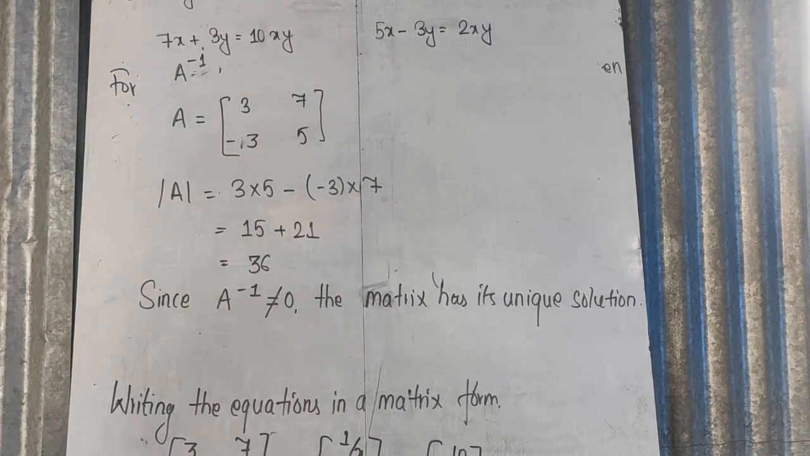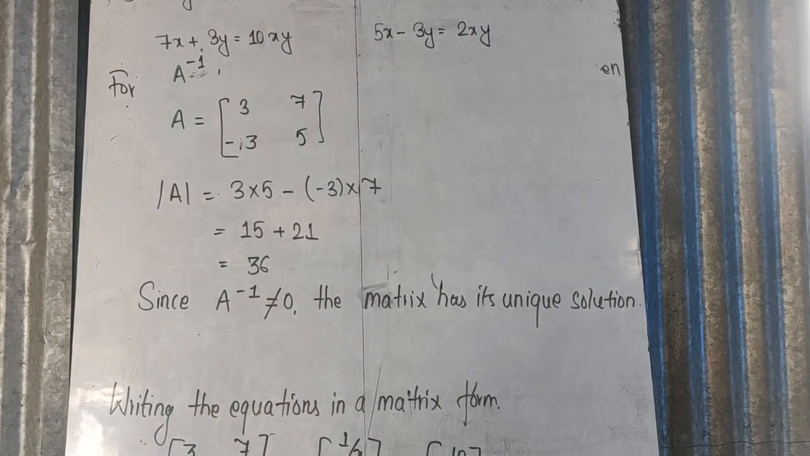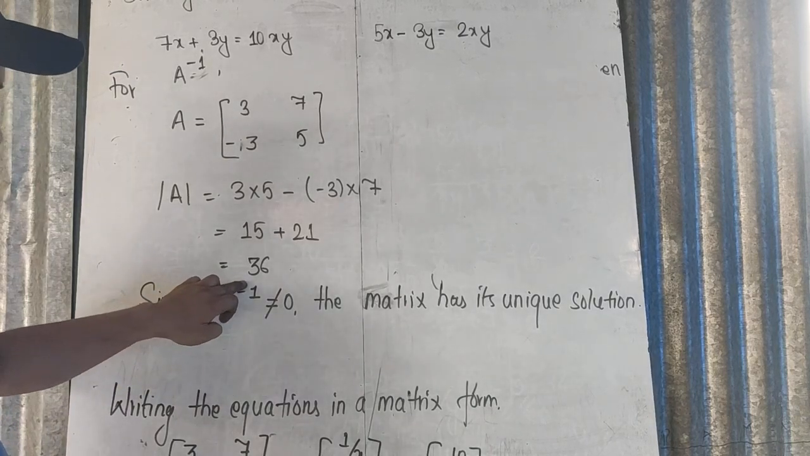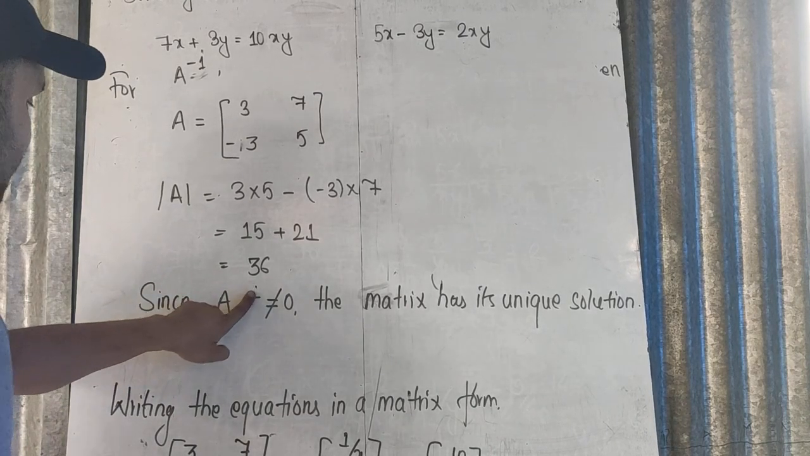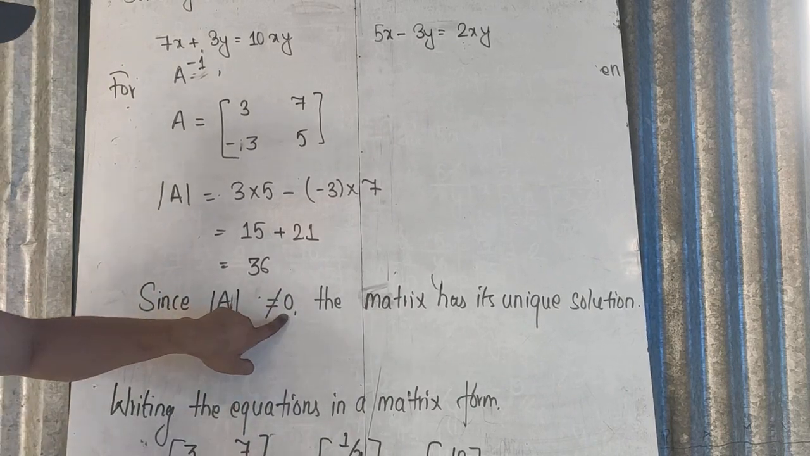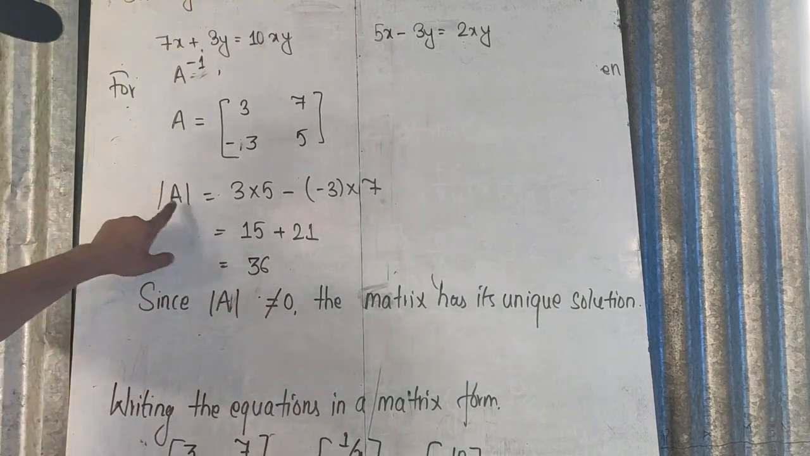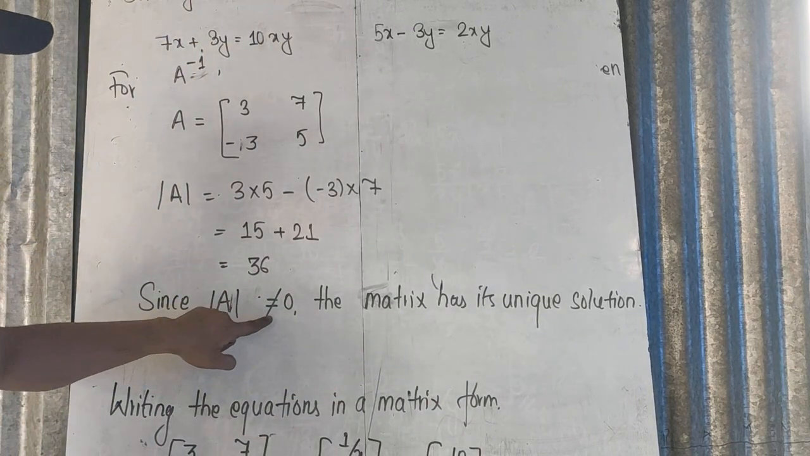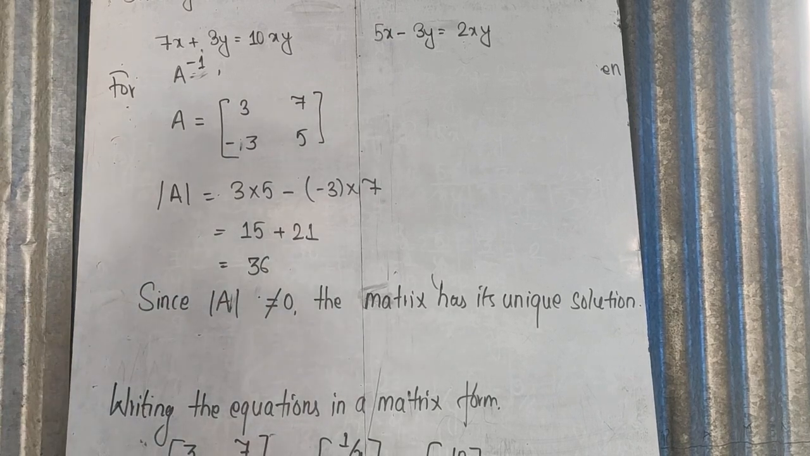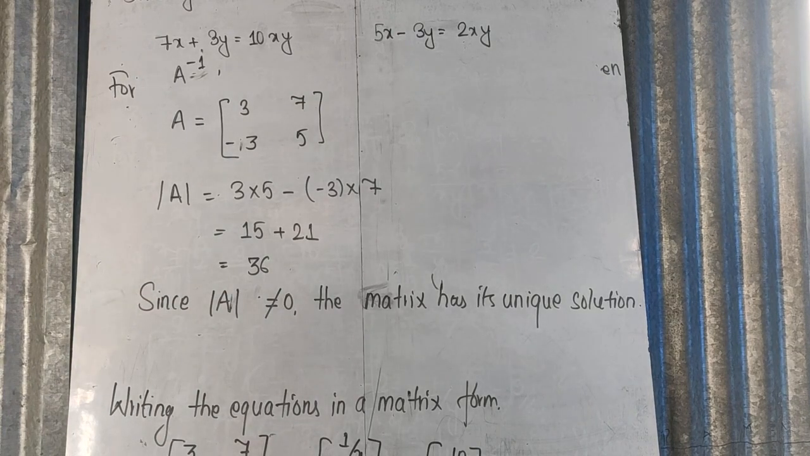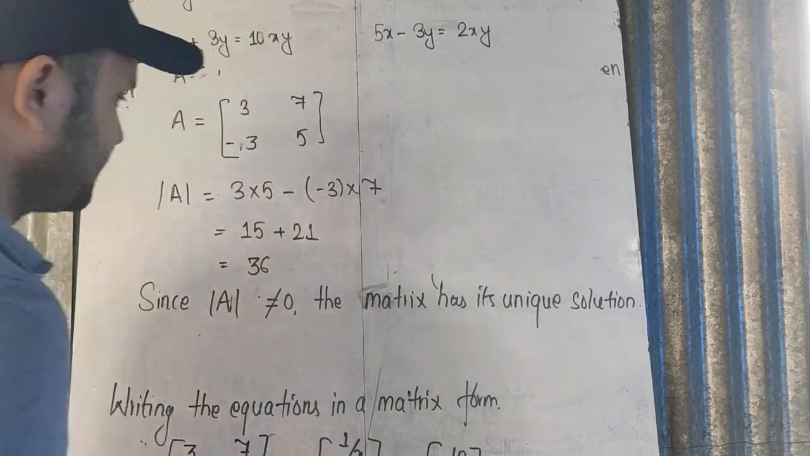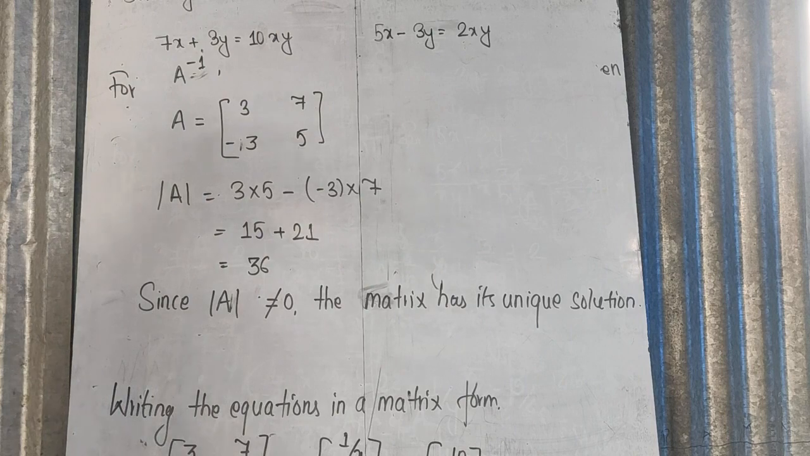Though I have not mentioned it in the previous class, it's very good to mention these things here. Since the determinant of A is not equal to 0, the matrix has its own solution. The determinant of A is 36, which means it is not 0, so it is a non-singular matrix. And if it is a non-singular matrix, then only it can be further solved. So since it is a non-singular matrix, this matrix has its unique solution.